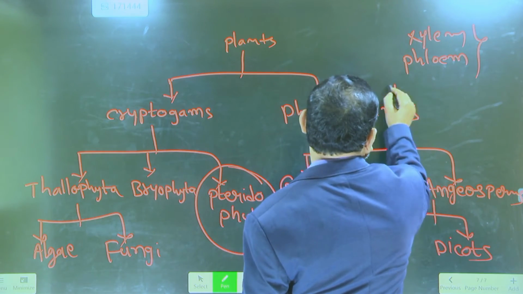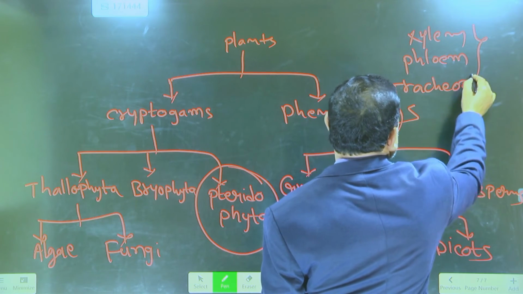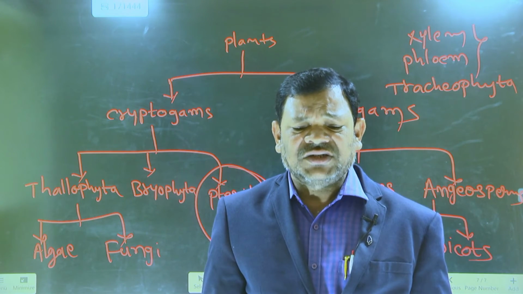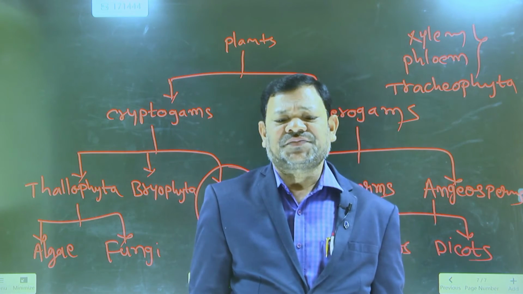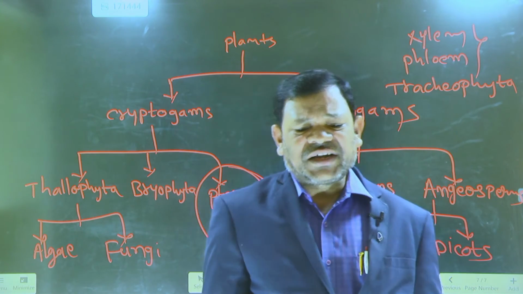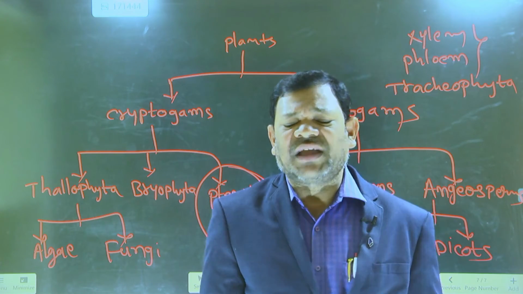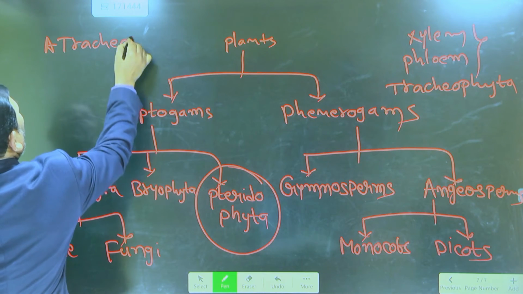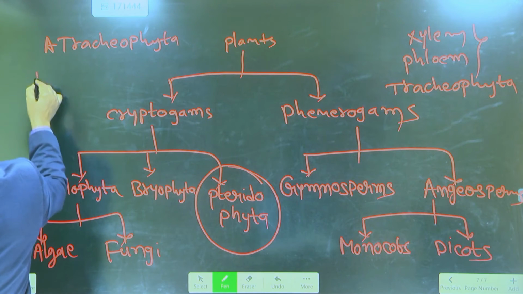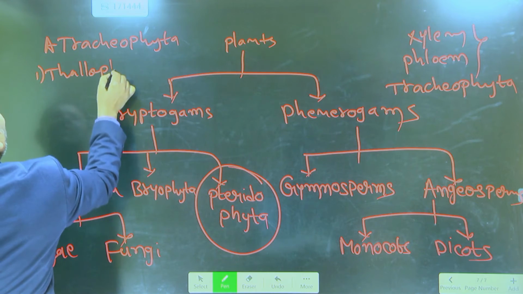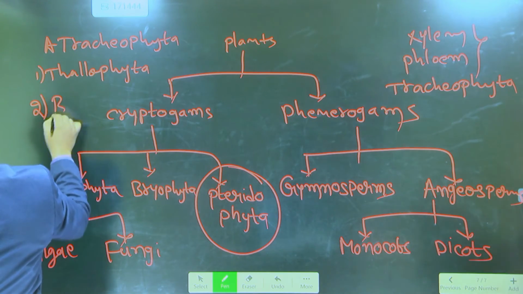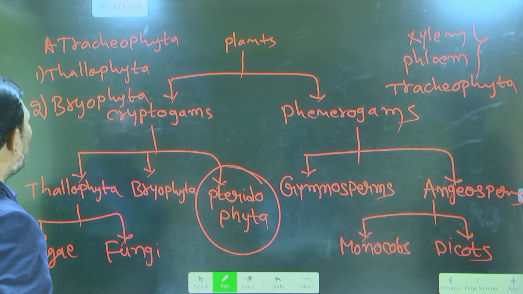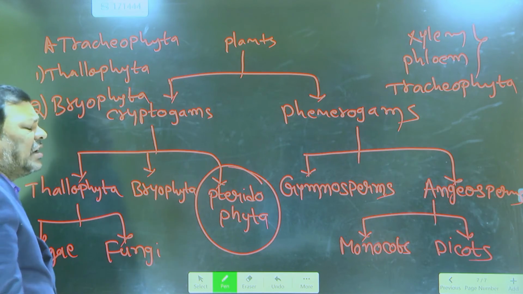What are we calling it? Tracheophyta. Okay, what are the examples of the tracheophyta? Pteridophyta, gymnosperms, angiosperms. Yes or no? Yes, sir. Next, atracheophyta means what? The phyla in which there is no xylem and phloem are called atracheophyta. Examples of atracheophyta: first one is the thallophyta, and second one is the bryophyta. So these two phyla belong to the atracheophyta. So vascular tissues we can see from the pteridophyta onward.